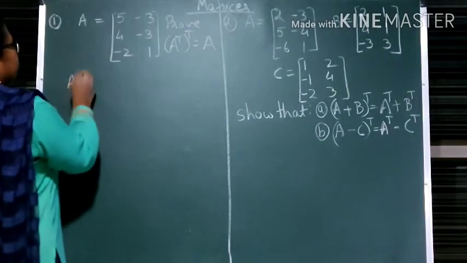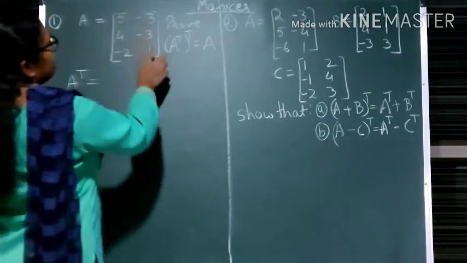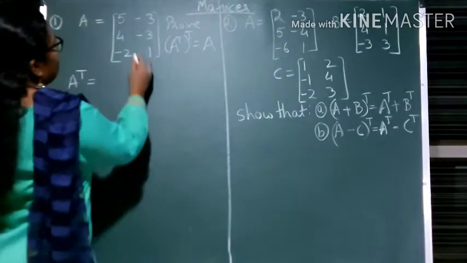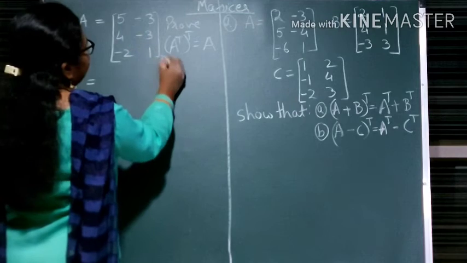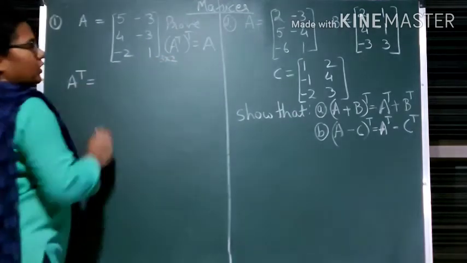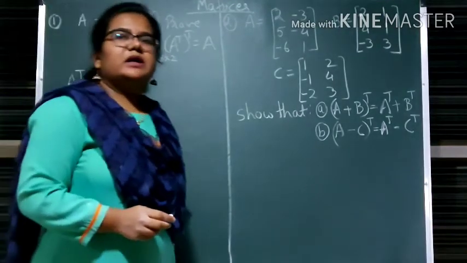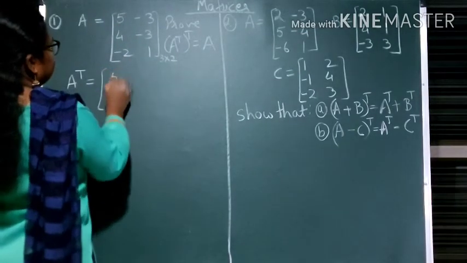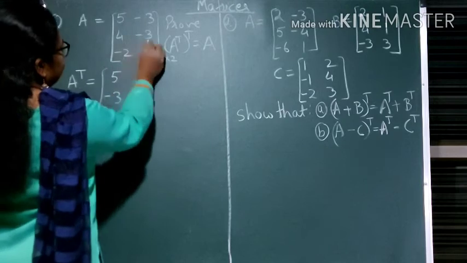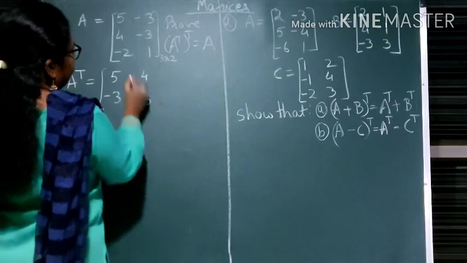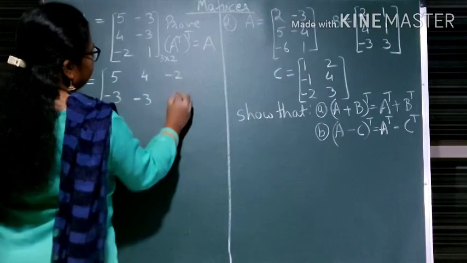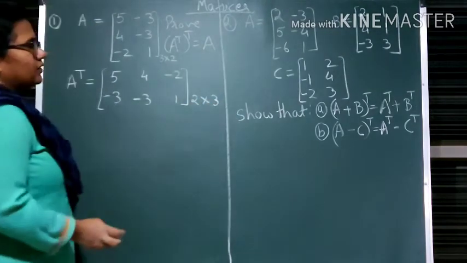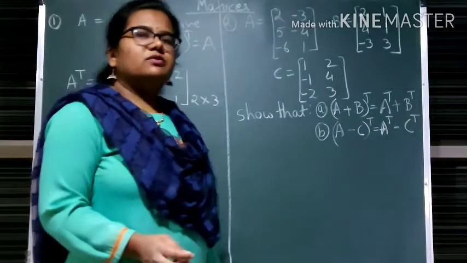So let us first find out A transpose. A transpose means rows and columns will get interchanged. So here the order of this matrix is 3 by 2. So what will be the order of our transpose matrix? It will become 2 by 3. That is, first row will become first column, 5, minus 3. Second row will become second column, and third row will become third column. So order has changed. It becomes 2 by 3. Okay. So this is called transpose of a matrix.